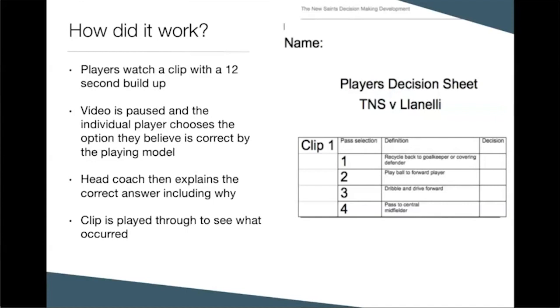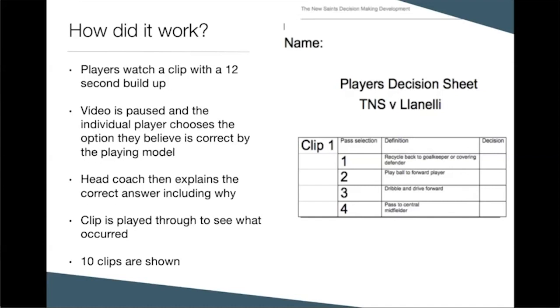And then the clip was played through to see what actually occurred. A lot of the time, this was just to see whether what happened in the game had actually been relative to what we wanted to happen, so that the players could get an understanding of where they were at, I guess. But it was also good for the coach to see the reactions of players, and sometimes it was a bit of a laugh as well, because funny stuff happens from time to time in football, as we know. And 10 clips would be shown.